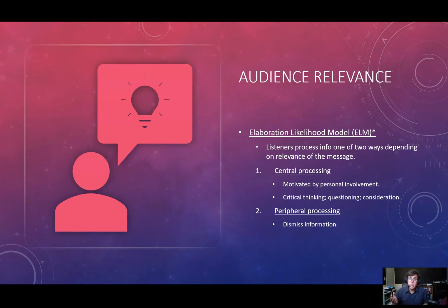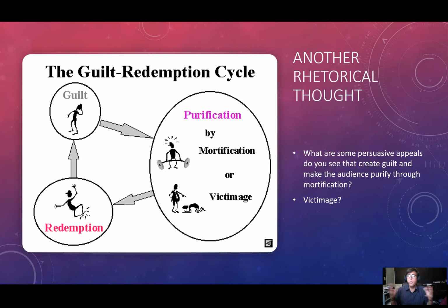Now we move on to another rhetorical thought, the guilt redemption cycle. So this is one way that we can engage the audience with this peripheral information, by engaging their emotion. A lot of times, the most powerful emotion for an audience to feel is guilt. Guilt that something that they are doing is causing a problem that they care deeply about.